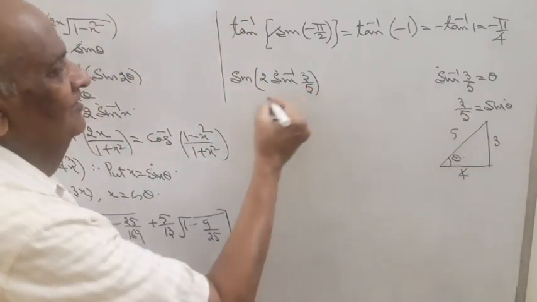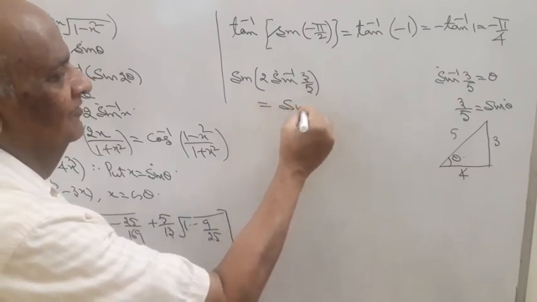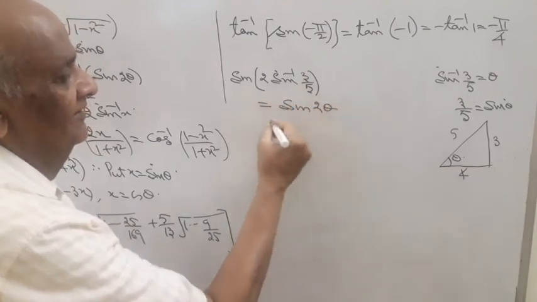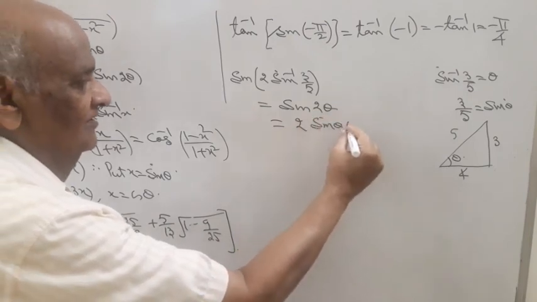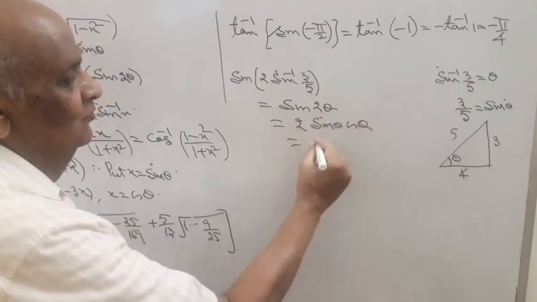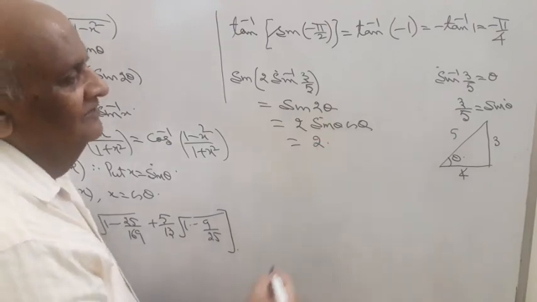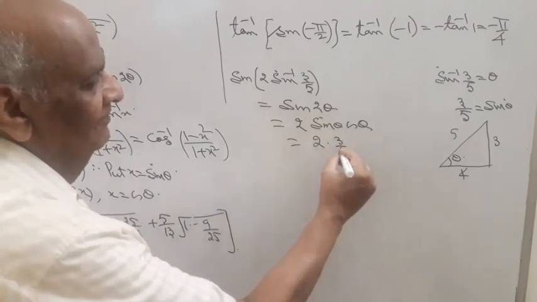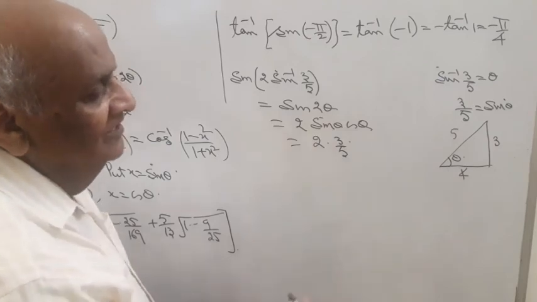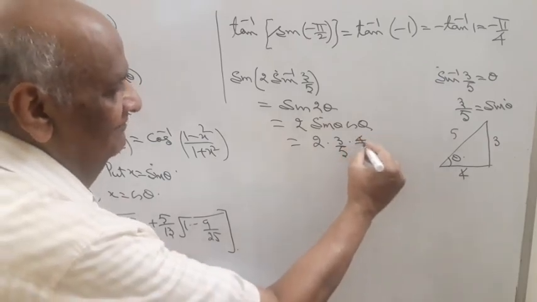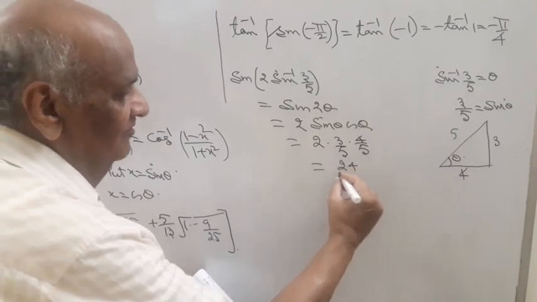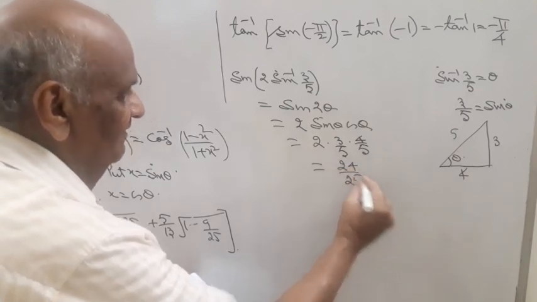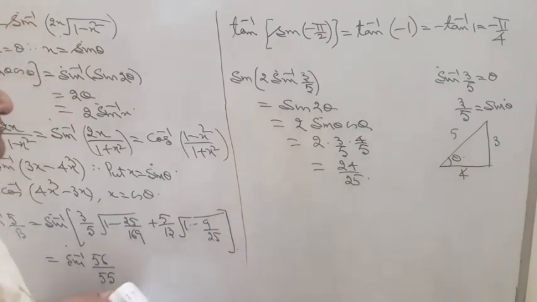So this is sine of 2 theta. That is 2 sine theta cos theta. Sine theta is 3 by 5 and cos theta becomes 4 by 5. The value is 24 upon 25. The value you can evaluate in this way for this type of problem.